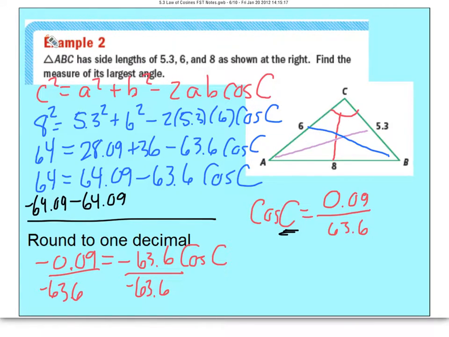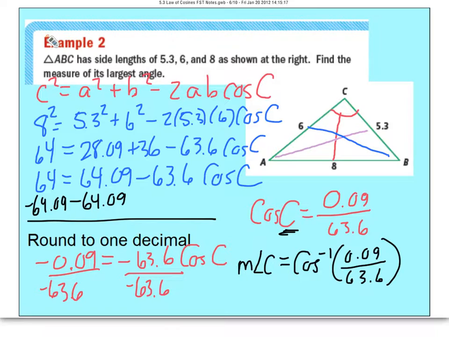So to find the measure of angle C, I'm going to do the inverse cosine, or cosine negative 1, and I'm just going to type in what I see here. When you do that, what you're going to get is the measure of angle C. It's going to be about 89.9 degrees. So this is actually very close to being a right triangle, but it is not a right triangle. Therefore, you cannot use SOHCAHTOA. We did have to use law of cosines.